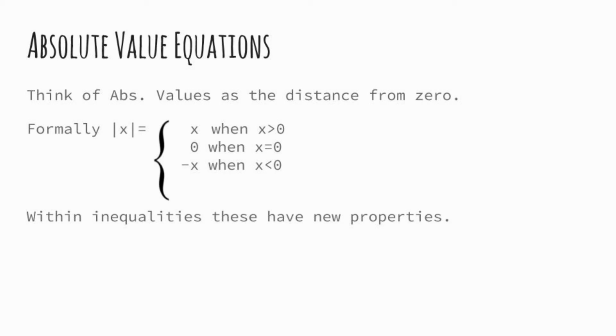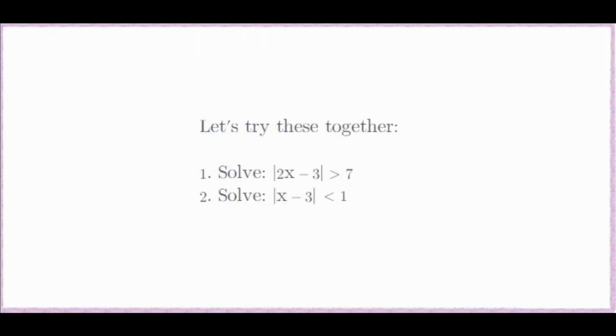This can be made more difficult if the thing inside the absolute value is not just x. In that case, you find where the inside expression is greater or less than 0 and change the domains on your piecewise function.